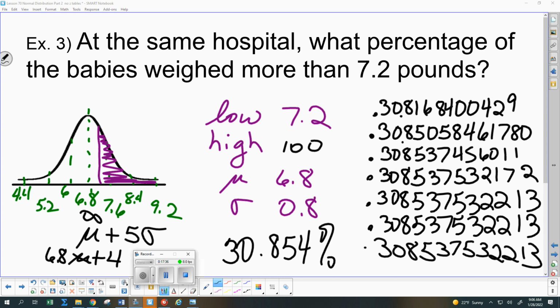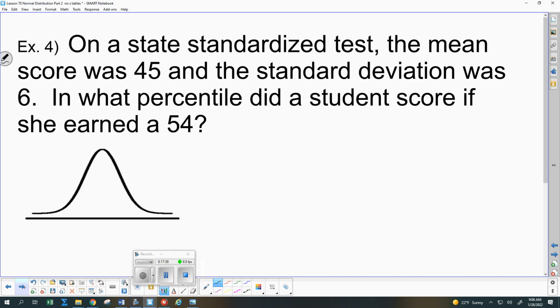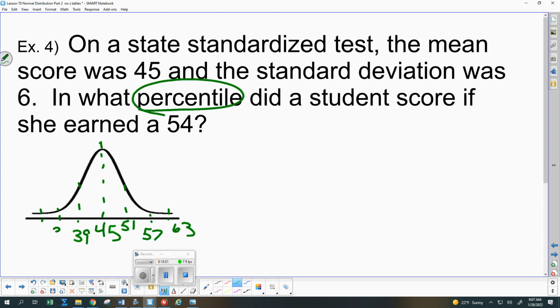Okay, one last example. A little bit different vocabulary in here. We will need to talk about what percentile means, but this time we have a mean of 45. So we draw our curve real fast here. And we're going to add and subtract sixes. So 51, 57, 63, 39, 33, and 27, I think.